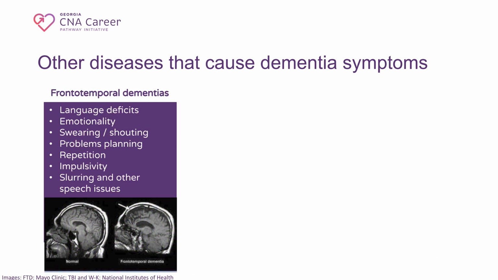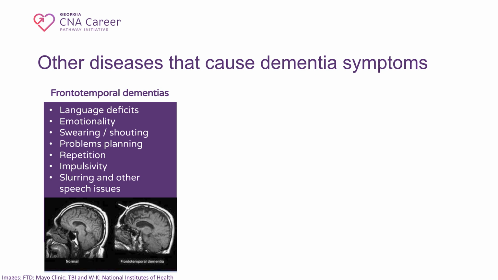To close out our discussion of other diseases that can cause dementia symptoms, we'll look at a few more causes of dementia that either aren't as common or aren't as easily characterized by a single brain problem. Let's start with frontotemporal dementias. Frontotemporal dementias are characterized by degeneration to frontal and temporal brain regions, which you can see highlighted by the arrow in the image on your screen.